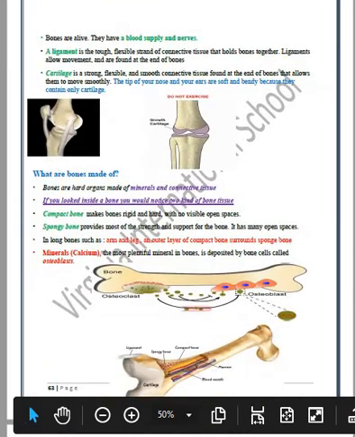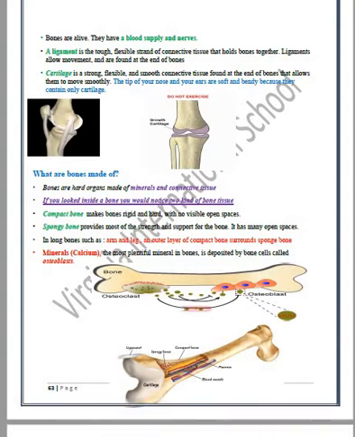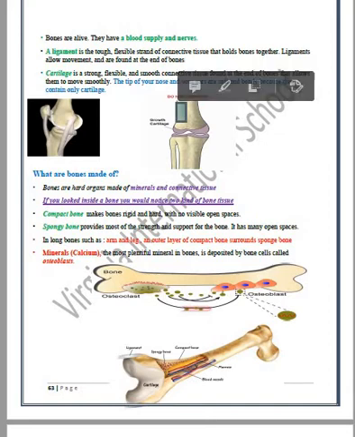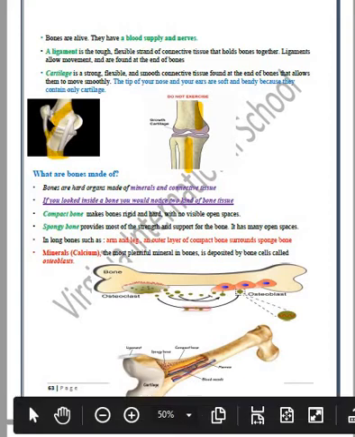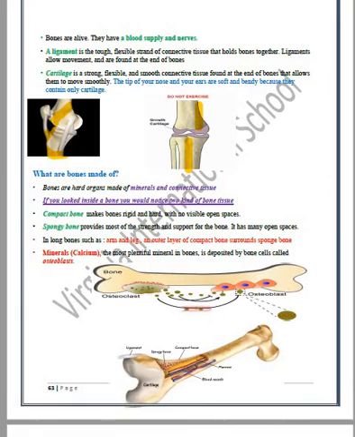Okay, do the bones have blood supply and nerve supply? Yes, of course, they have blood supply and nerve supply. Okay, first, the bones are connected together. This bone is connected to the other bone through a thin, tough strand that's called a ligament. So a ligament is a tough and flexible strand that holds the bones together.